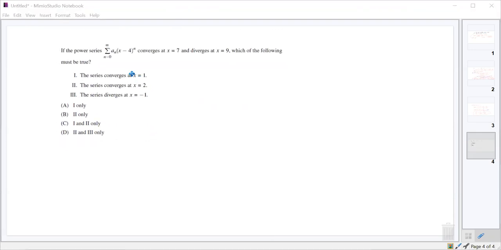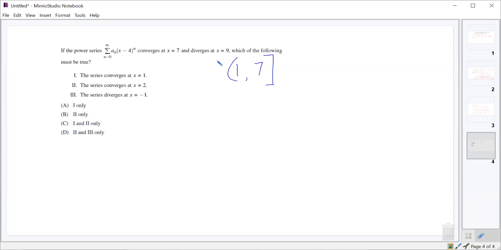All right, so for number 30, we've got this power series that converges at x equals 7. It diverges at x equals 9. We want to know which of the following things must be true. So first off, since this is (x minus 4) to the n, we know that the least it could converge on is the open interval 1 to the closed endpoint 7. That's the least that it could possibly converge on. It might converge on more than that. We know that it diverges at 9.